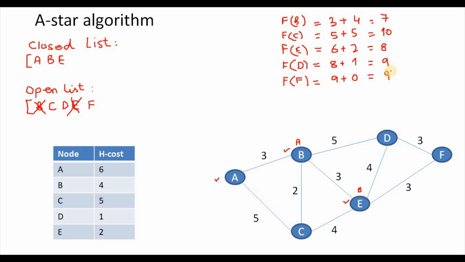So both have the F cost of 9, but we want a node with minimum F cost. So we cannot do that here, but there's another criteria. We select the node with less H cost, which is node F, and we make it our current node. Okay, and we put it in the closed list and we remove it from the open list here. And now you see that at F, we have actually reached the target position, our goal.